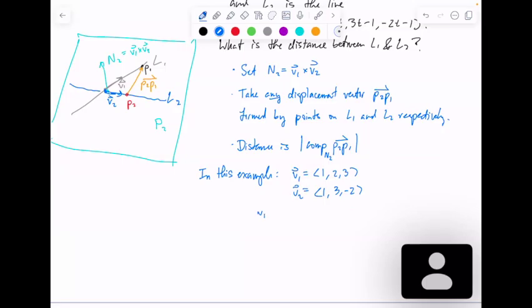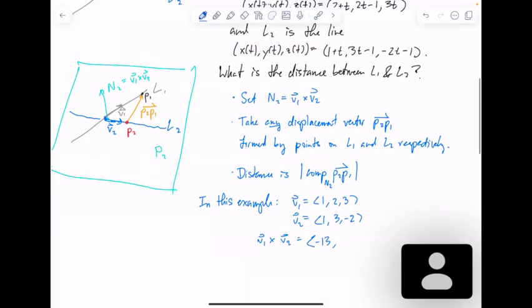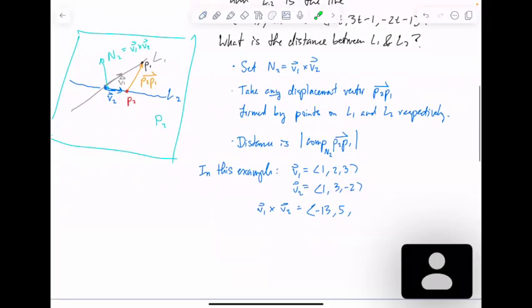And so you could set n to be the cross product of this, and that's going to be minus 4 this way, minus, oh geez, these are bad numbers, huh? So this is minus 4 this way and minus 9 the other, so that's minus 13. Then you have 3 minus 2, it's 5. And then 3 minus 2, that's 1.